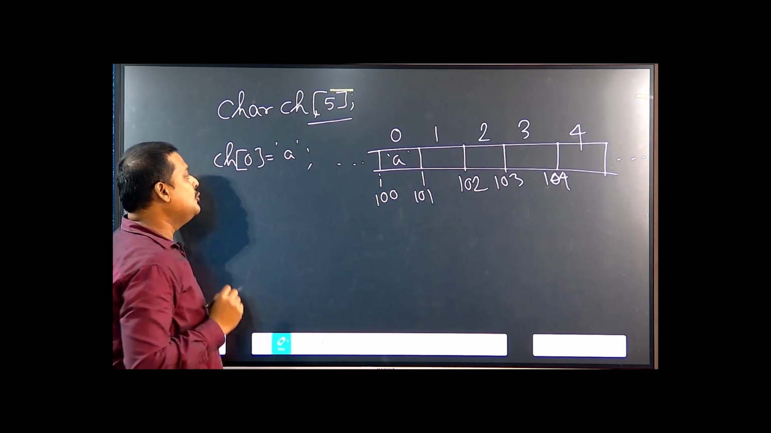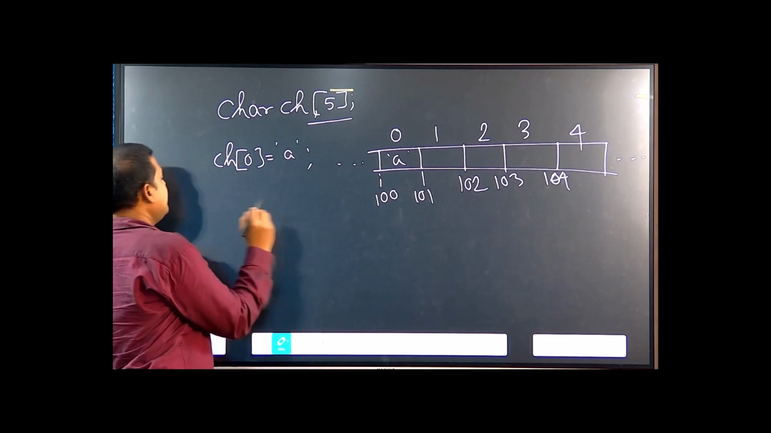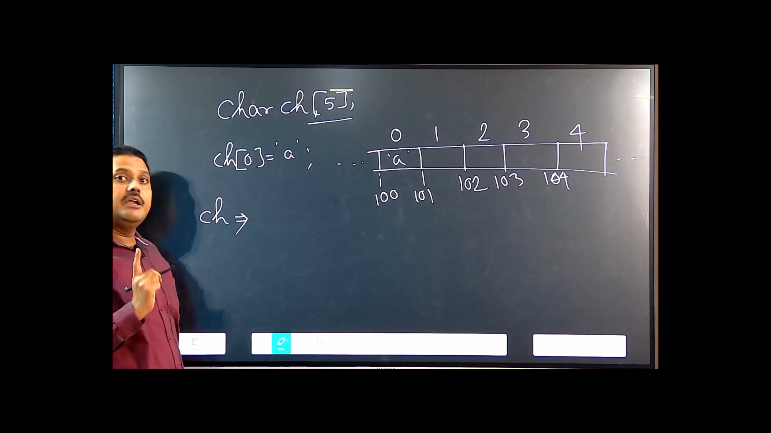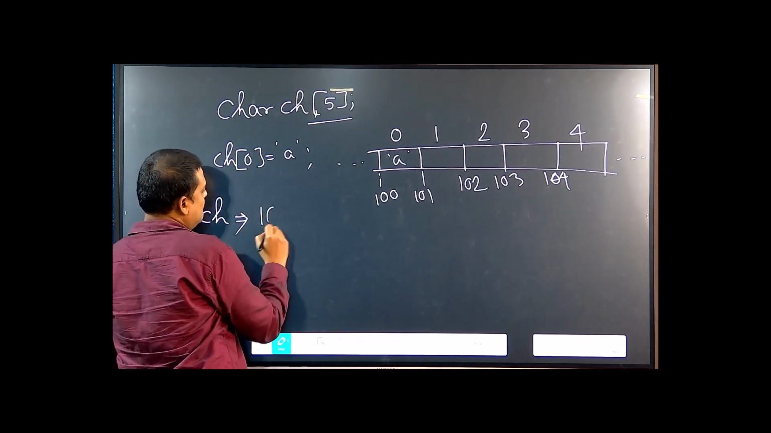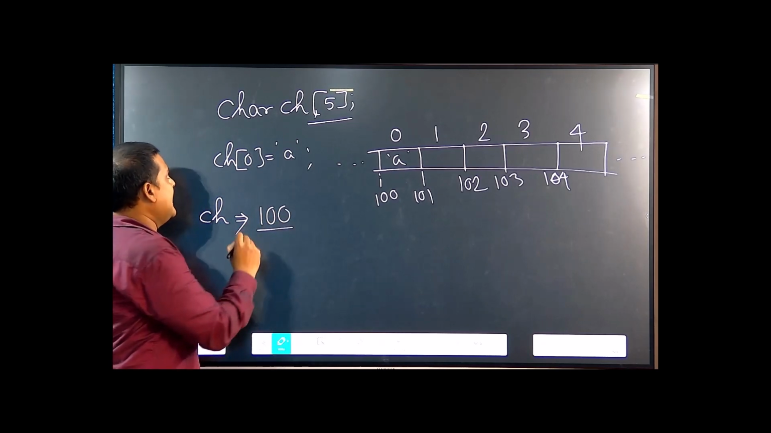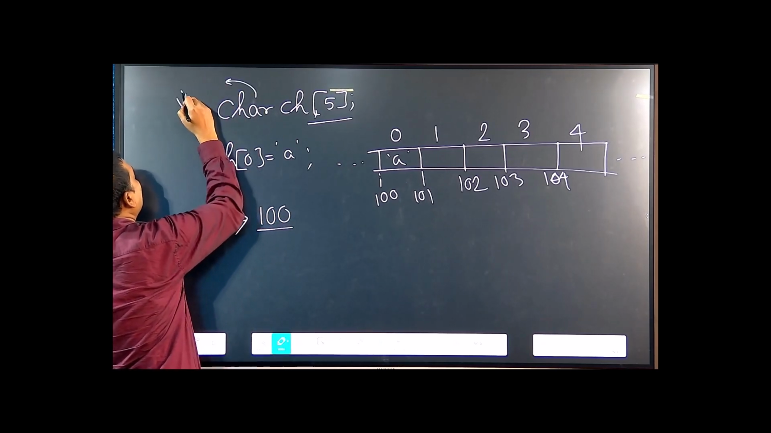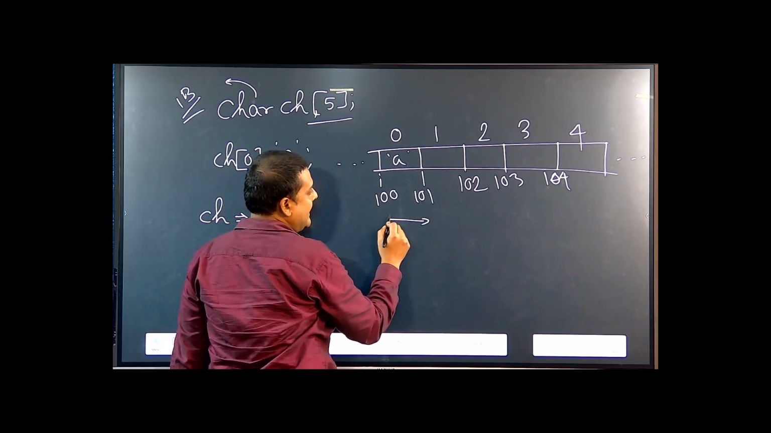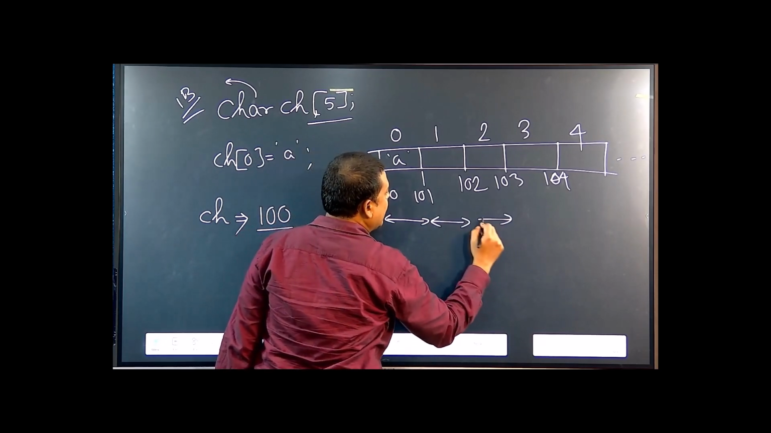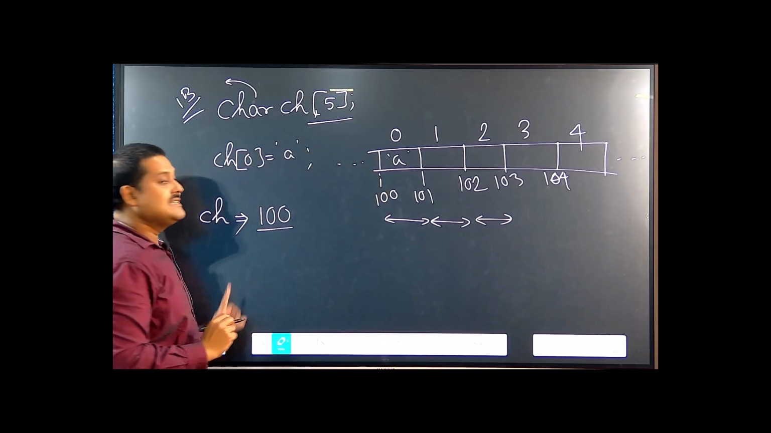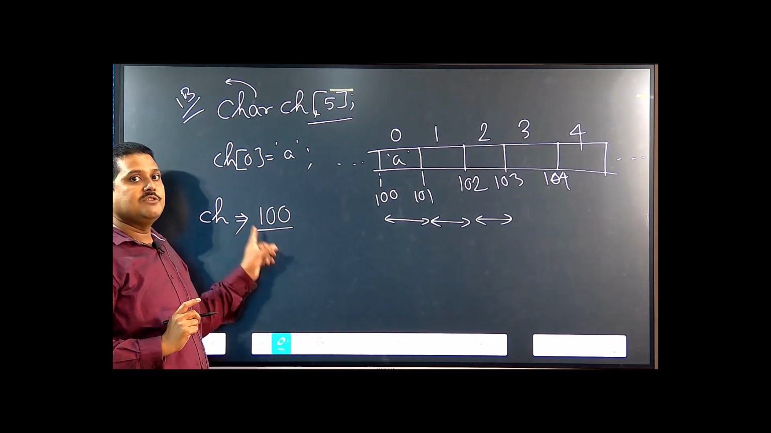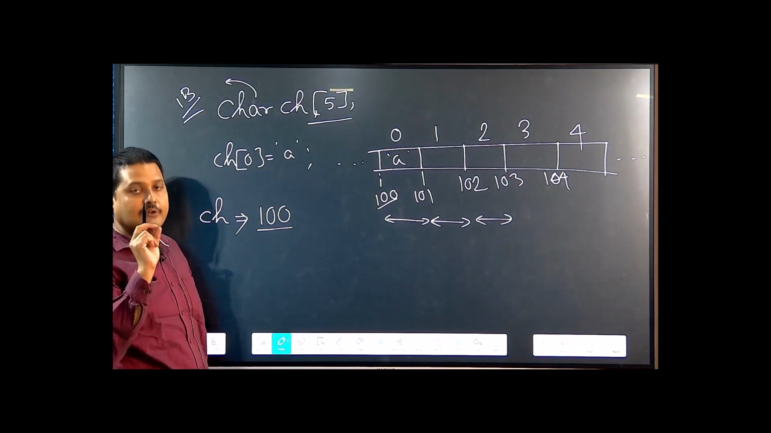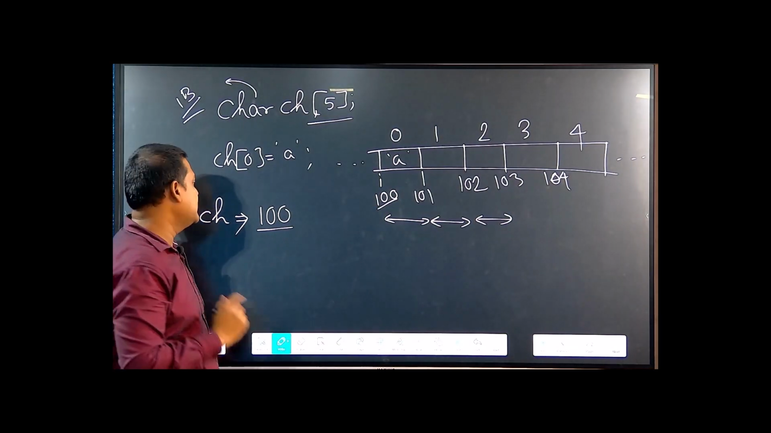Now, if I want to know the base address, and I print ch only, then it will give us the base address, that is 100, the base address of this array. Here I am considering that the array occupies 1 byte of memory for every value. So, this place is 1 byte, this is 1 byte, this is 1 byte. If I print ch, then ch will give us the base address of this whole array, or the address of the first value stored inside the array.